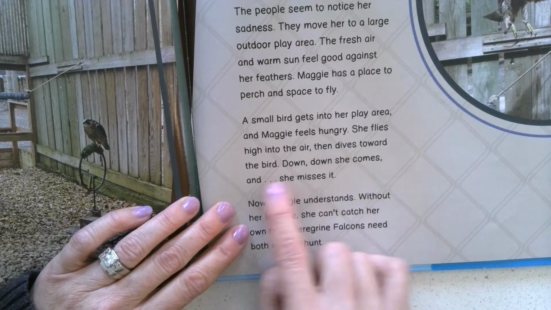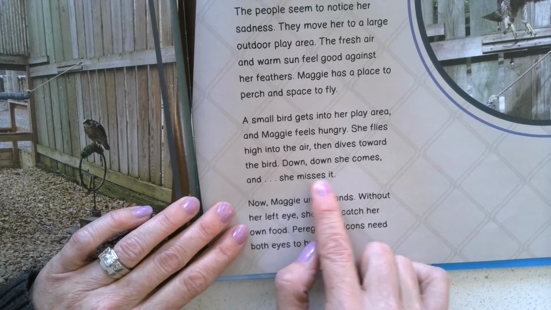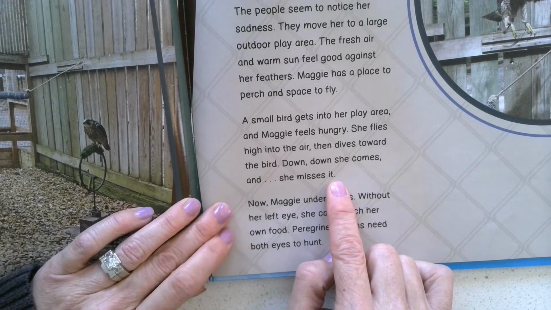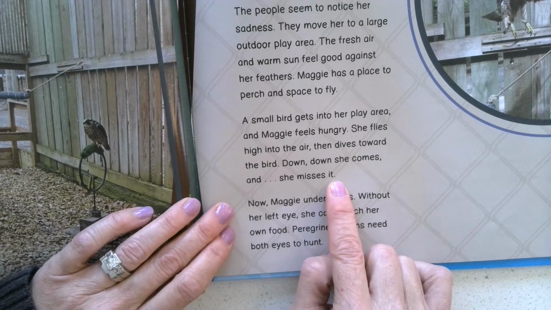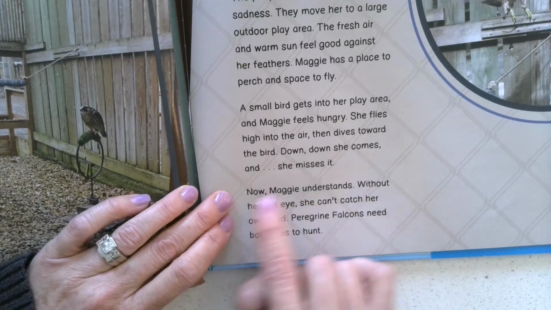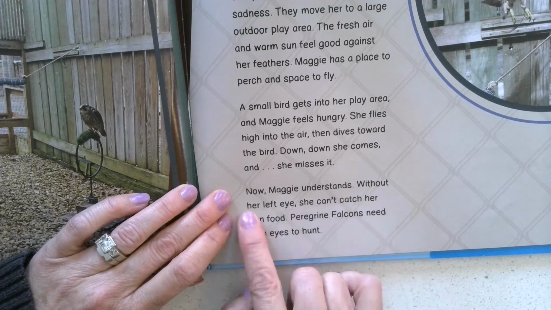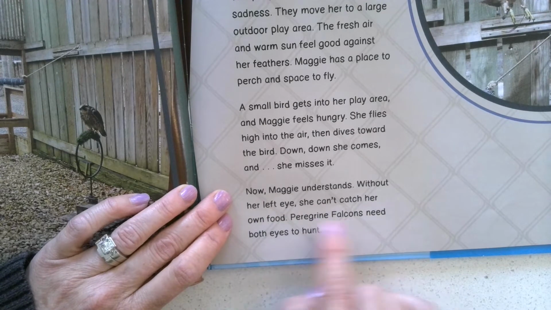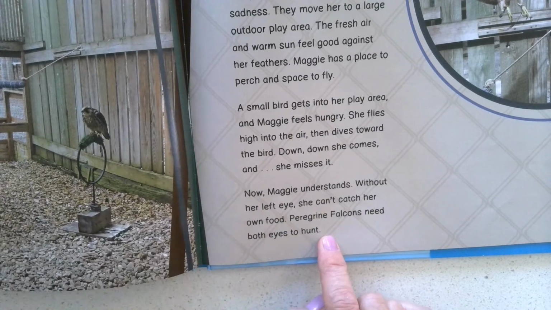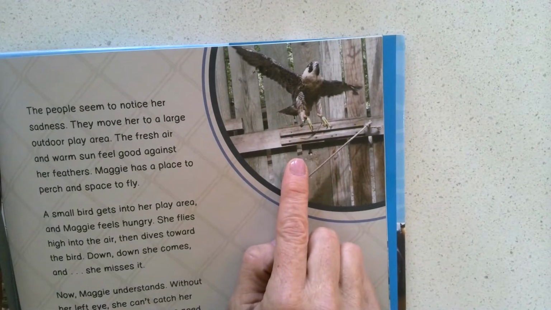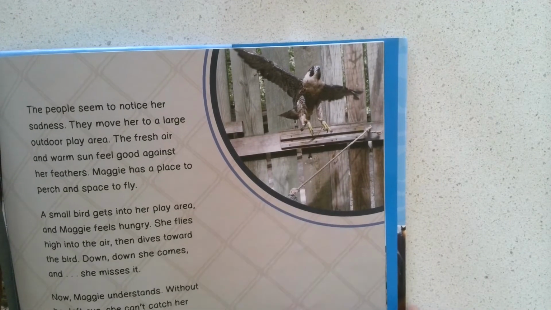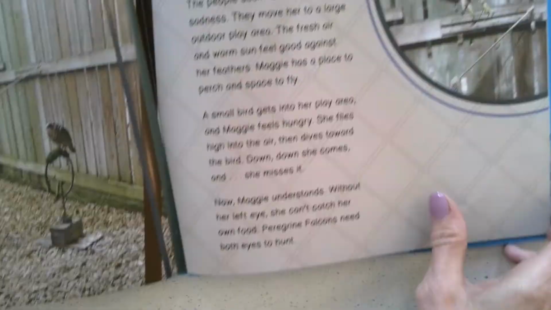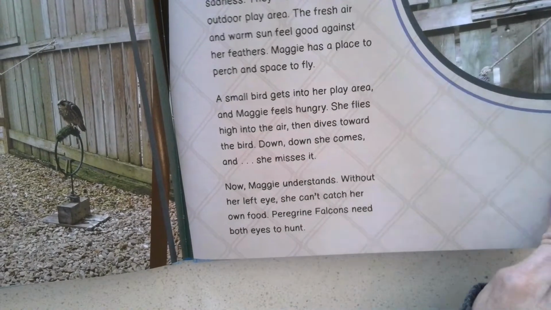Down, down she comes, and she misses it. I'm wondering if she missed it because her eyesight might not be as good as it was before. What do you guys think? Now Maggie understands. Without her left eye, she can't catch her own food. Peregrine falcons need both eyes to hunt. So yes, my prediction was correct. There's another picture of her. Looks like she's landing. But she's realizing that without her eye, she can't hunt alone.